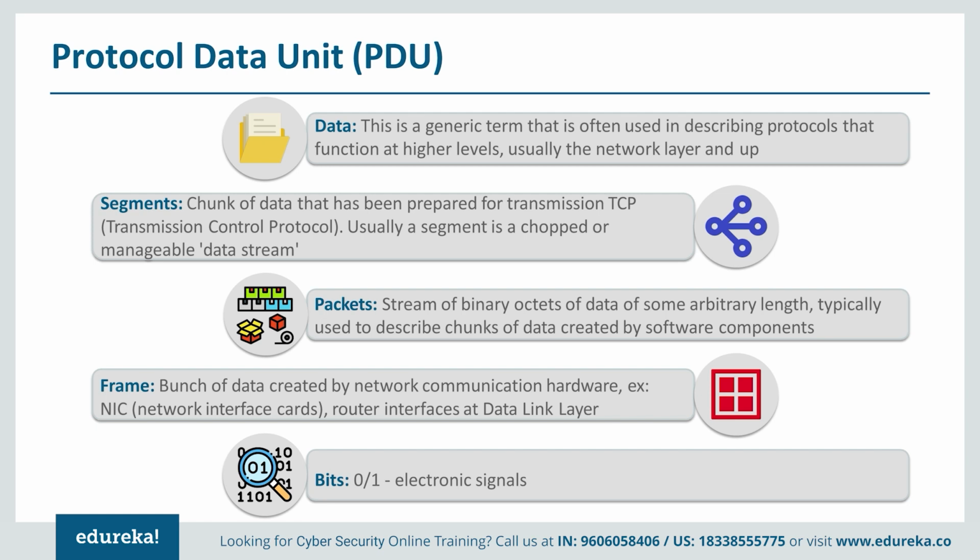Segments work the same way. A segment is a chunk of data from the session layer. The data received from the session layer will be in chunks, broken down into data streams. Usually a segment is a manageable data stream. And data is the generic, normal term we often use to describe protocols or information, usually from the network layer and up. Any information above the transport layer is called data.